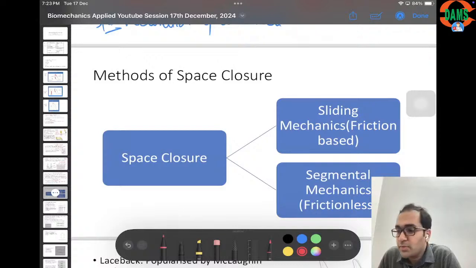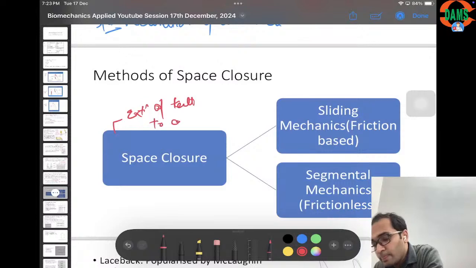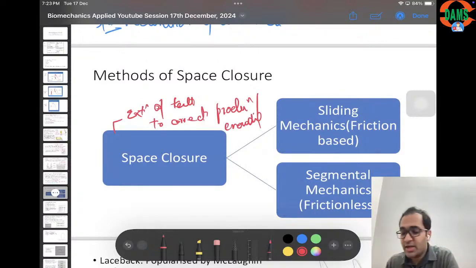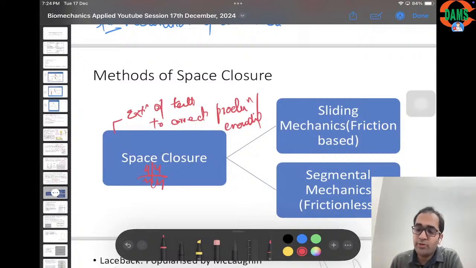Next is methods of space closure. So what are the methods of space closure? First of all, what is space closure? It's a simple concept. Space closure is required in the cases in which we go for extraction of teeth to correct proclination or crowding, anything. Basically, the most common teeth which we extract in orthodontics are first premolars. So we extract the first premolars. Now we want to retract the anteriors, that is from canine to canine, both upper and lower, so as to close that space.